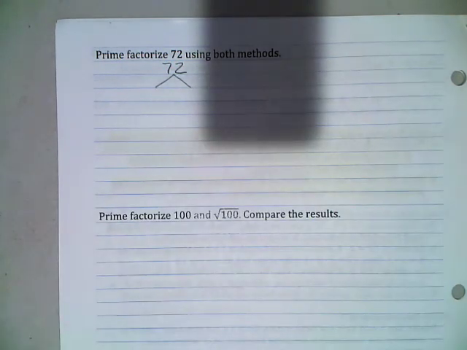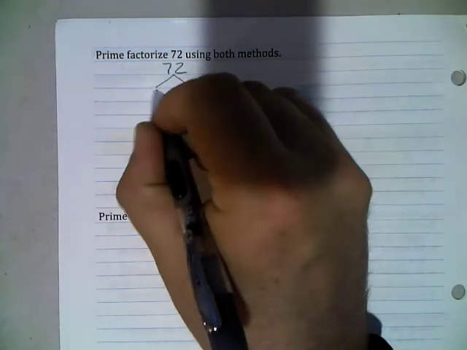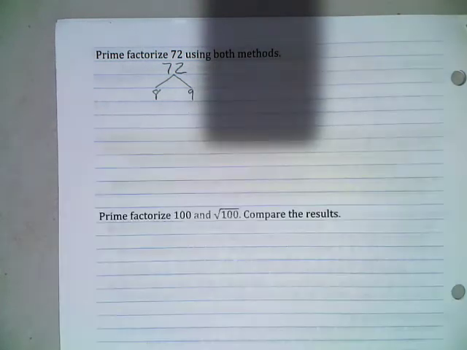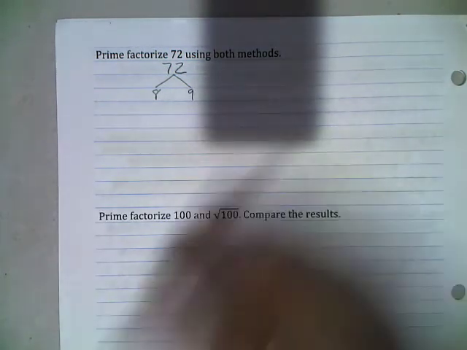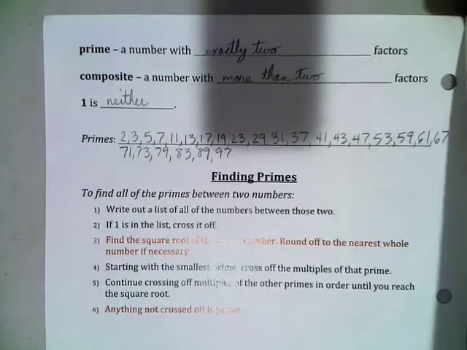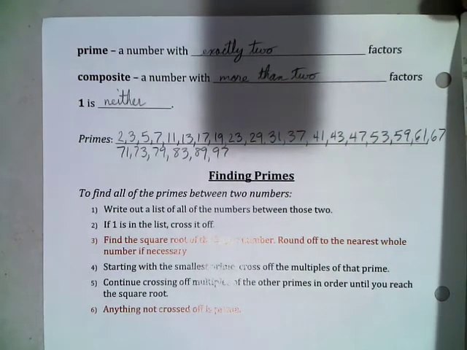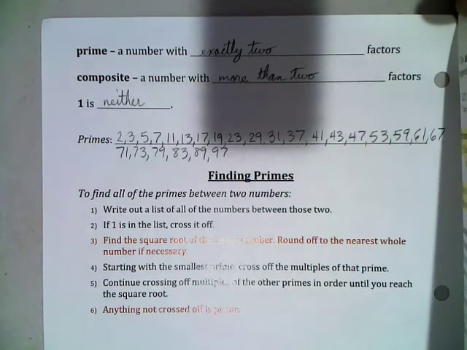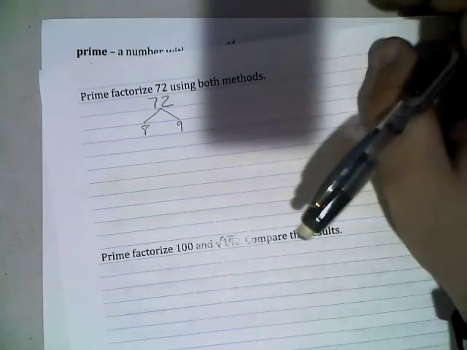So factor tree is nice because all I got to do is find factors that make 72. So what times what is 72? Probably the most common answer is 8 times 9. And so what we have to do is think through that list of primes that we had earlier. So if we think through our list of primes, is 8 prime? Is 9 prime? And the answer to both of those is no.